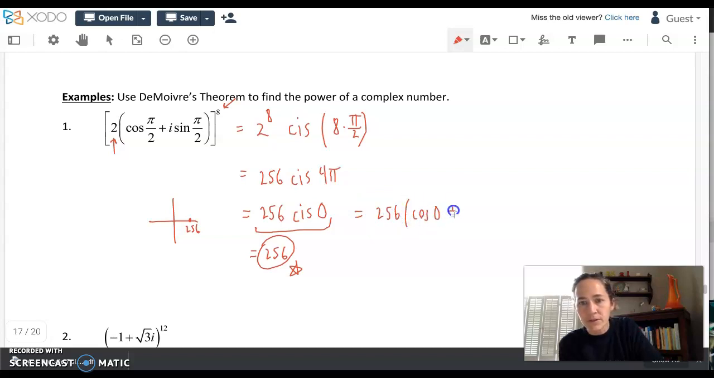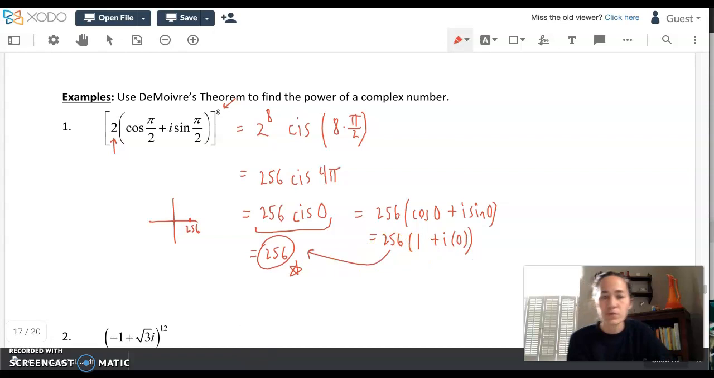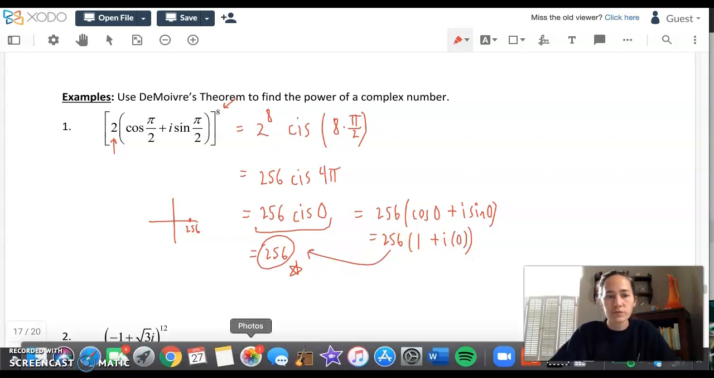Cosine of 0 plus i sine of 0. This is going to prove that 256 is the correct answer, because we know cosine of 0 is 1, and we also know the sine of 0 is 0. So this expression also simplifies to that final answer of 256.